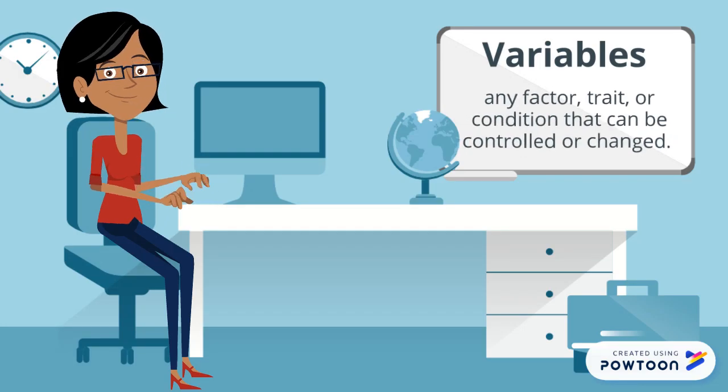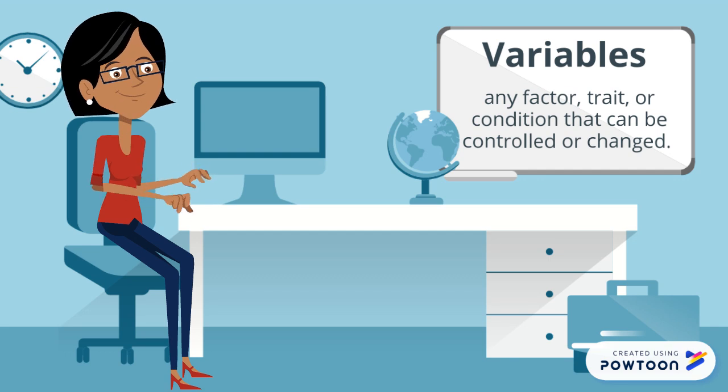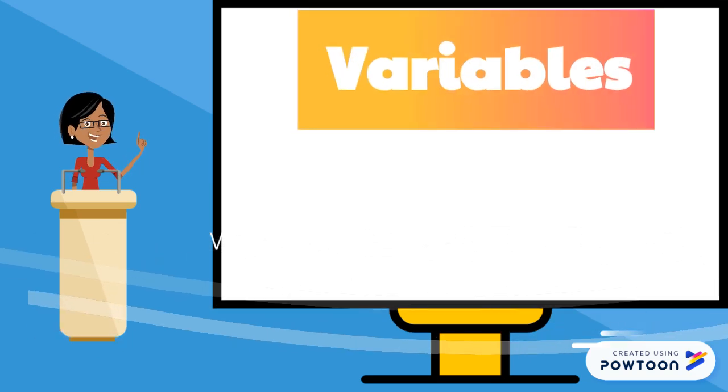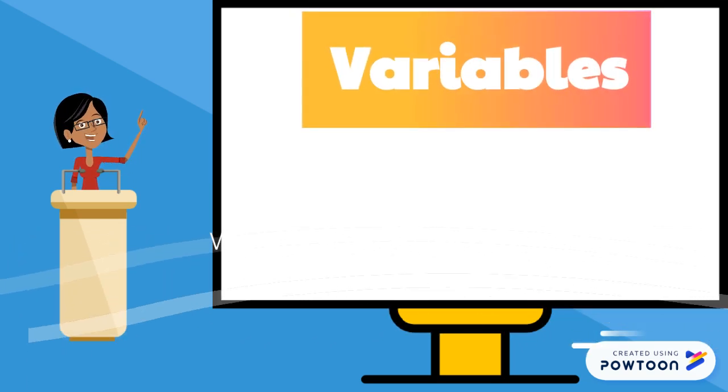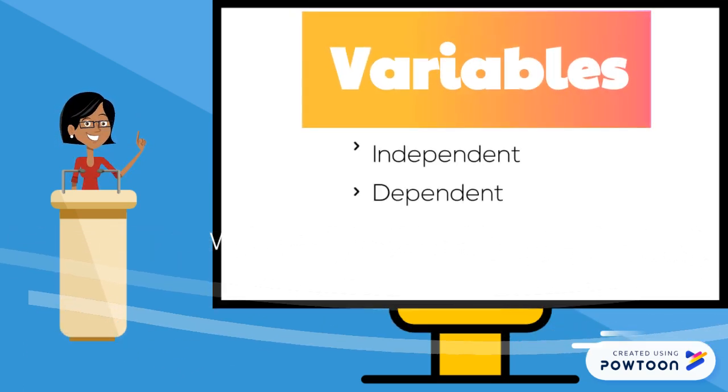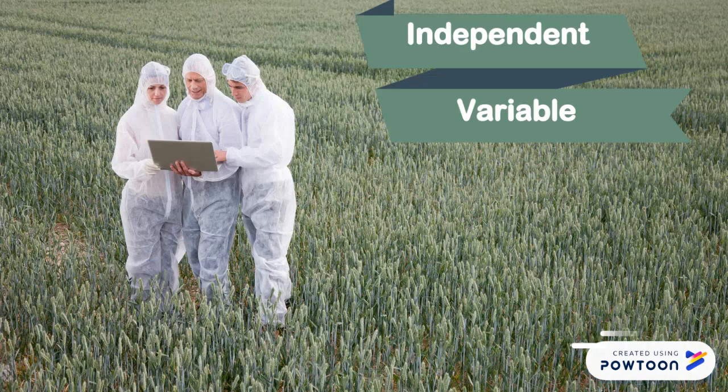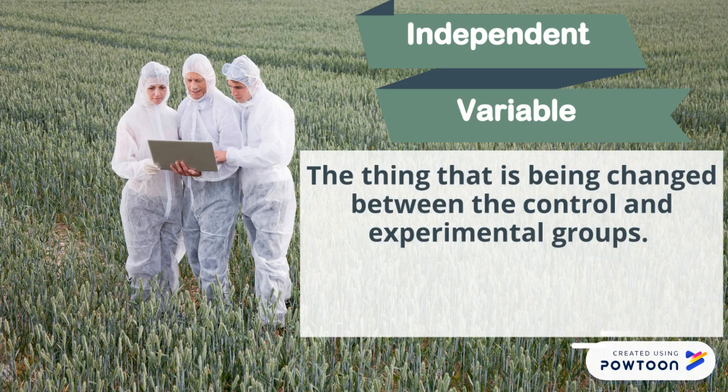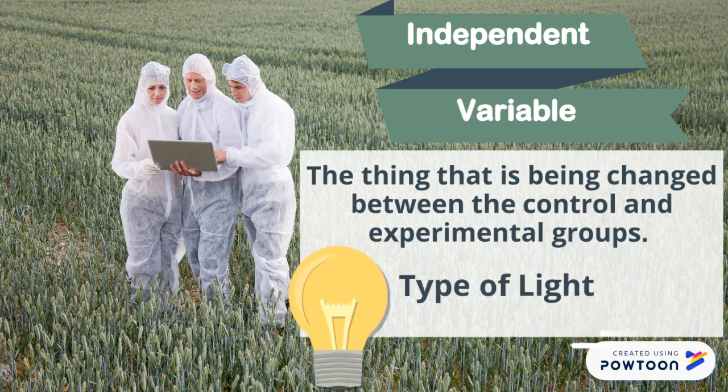Now that we have identified our groups, we need to discuss variables. A variable is any factor, trait, or condition that can be controlled or changed. There are 3 types of variables that we will use in experimental design: independent, dependent, and control. The independent variable is the thing that is changed between the two groups. In our project, it would be the type of light.